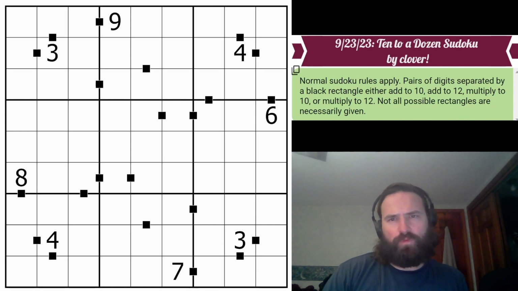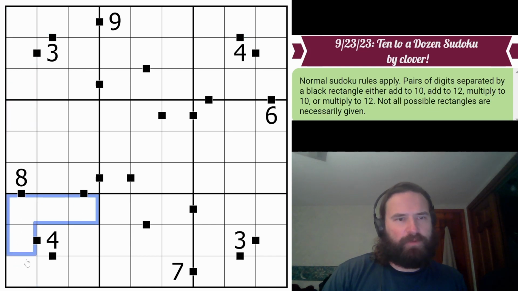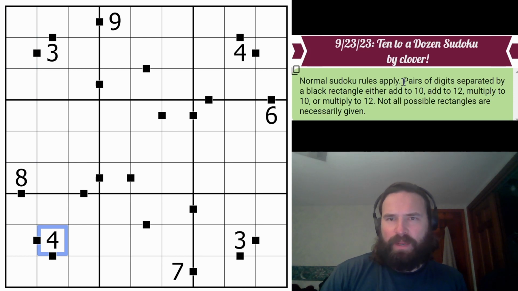Normal Sudoku rules apply. So we're looking for 1 through 9 in every row, 1 through 9 in every column, and 1 through 9 in every 3 by 3 box with no overlapping. And then pairs of digits separated by a black rectangle either add to 10, add to 12, multiply to 10, or multiply to 12.